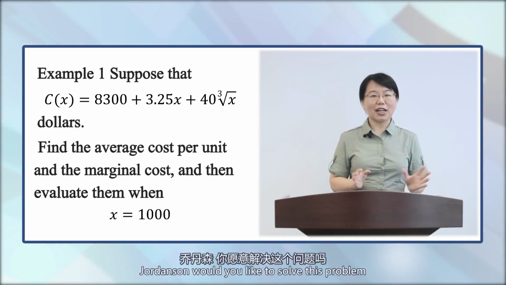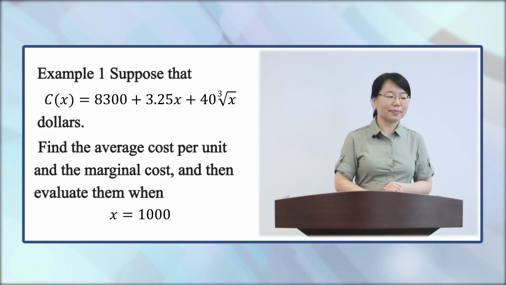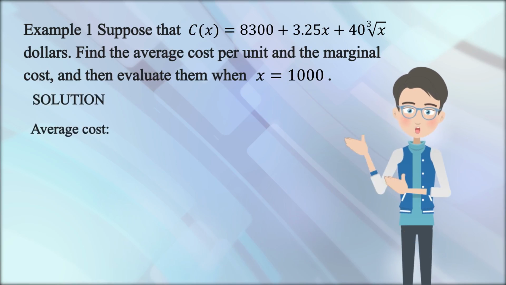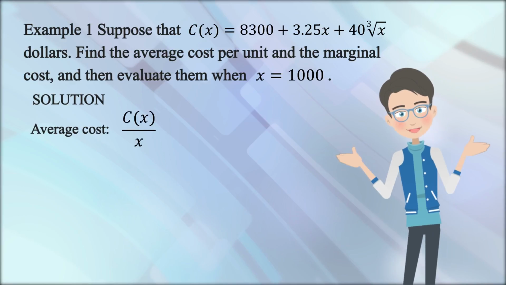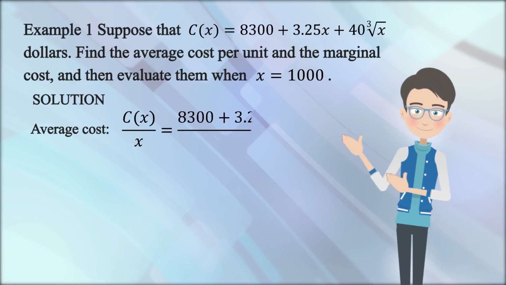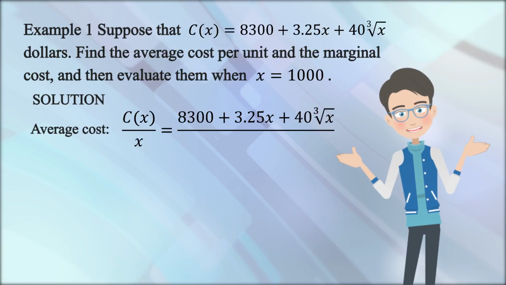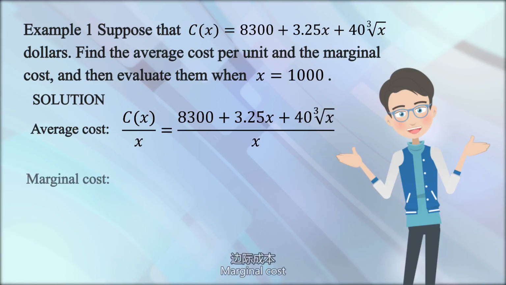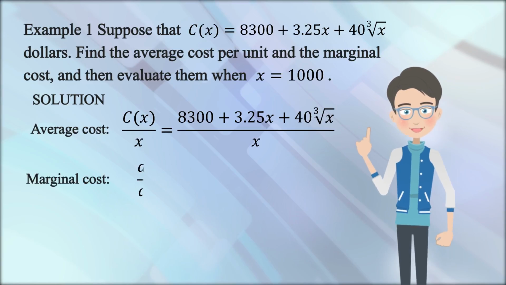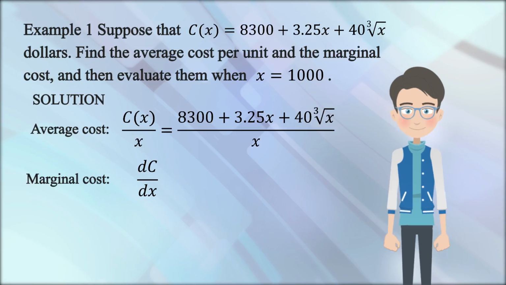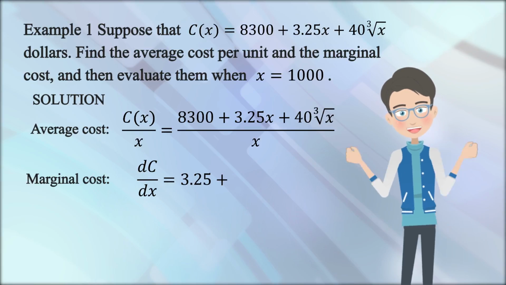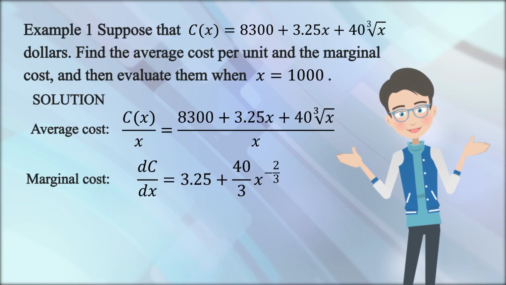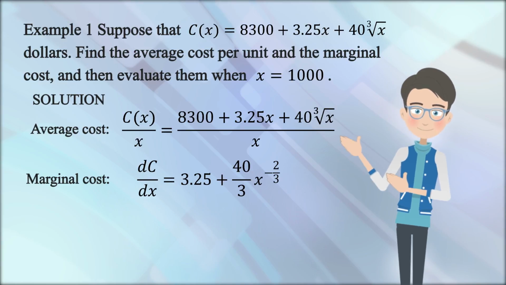Jordanson, would you like to solve this problem? Yes, the average cost is C of x over x, which equals 8,300 plus 3.25x plus 40 times the cube root of x, over x. The marginal cost is dC over dx, which equals 3.25 plus 40 over 3 times x to the power of negative 2 over 3.